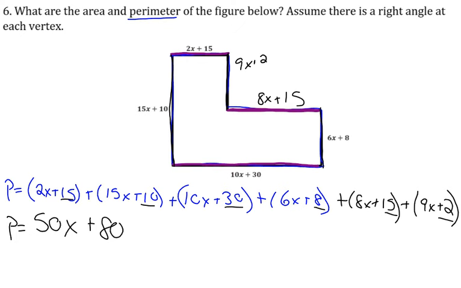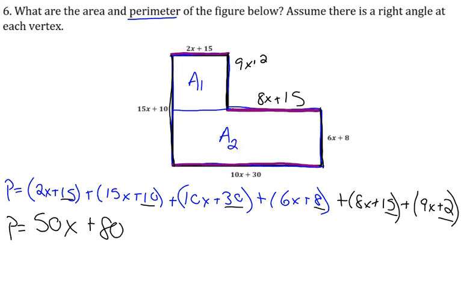What's the area? Area is the total space on the inside. And we don't have an area formula for this bizarre shape. But what we can do is make it two rectangles. I can find the area of this first region and add it to the area of that second region.